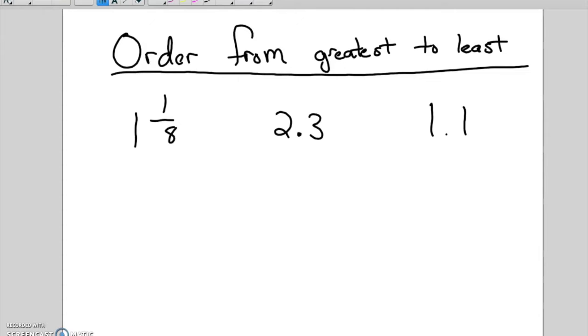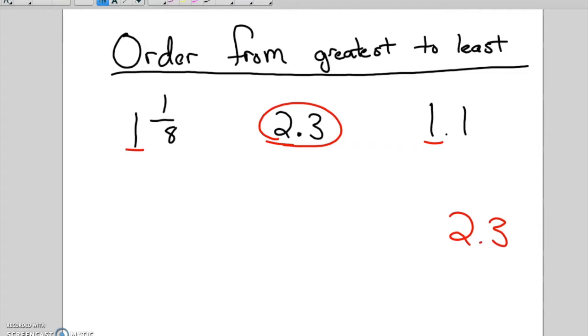So we have 1 and 1/8 here. Now I can already tell, that's a 1, that's a 2, that's a 1, that this is my biggest number right here, 2 and 3 tenths. I already got that. So now we just have two numbers to compare. Okay? So I have to turn this into a decimal.